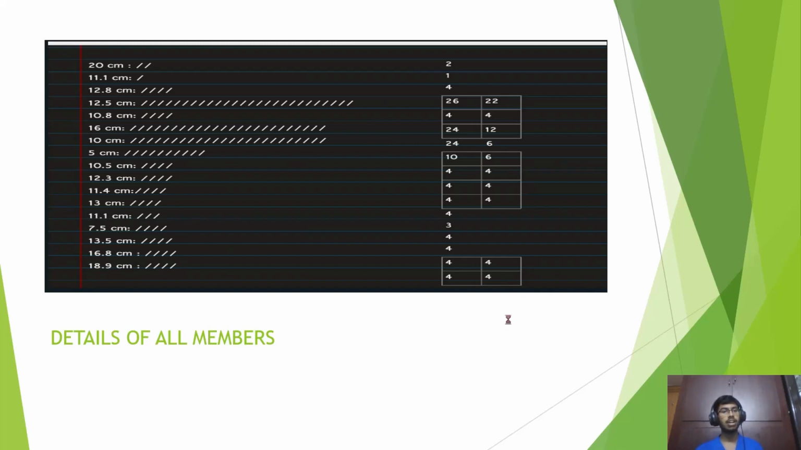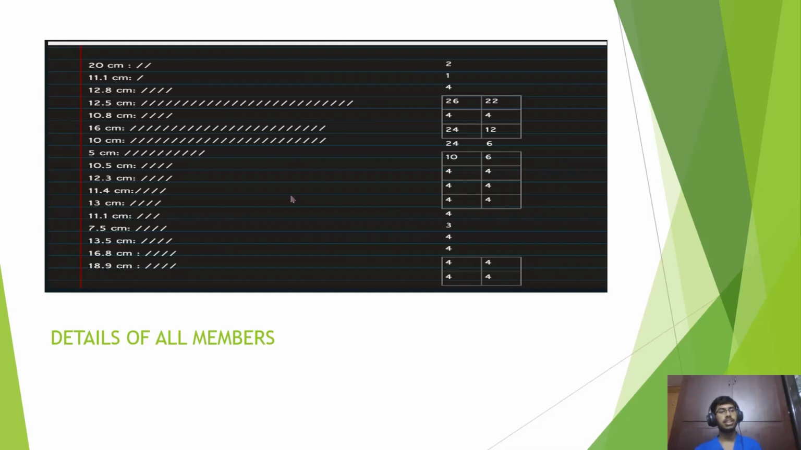As you can see, the right side of this box indicates the compression members, the count of the compression members, and the remaining ones, that is 26 minus 22, the remaining 4 members are tension members of this particular length, 12.5. Similarly, I have cut all the truss members to their appropriate lengths, and I didn't cut all the members exactly to the lengths that are mentioned here.